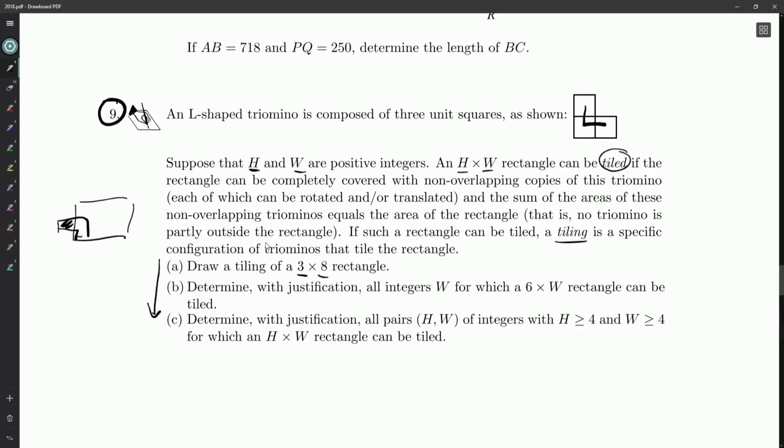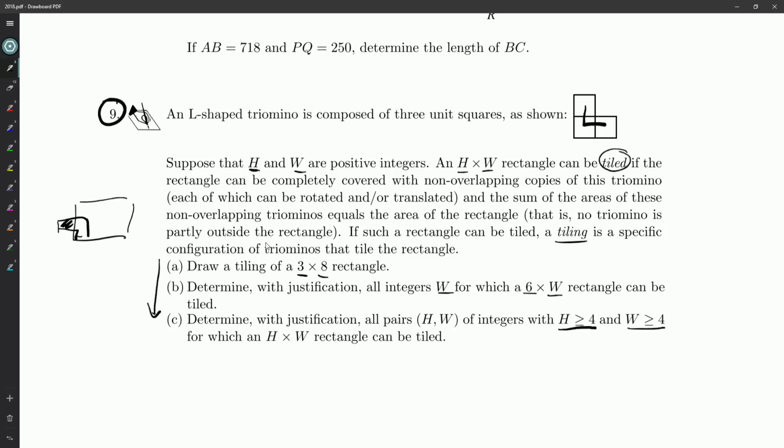That's fine. That's just, do you understand the concept of a tiling? B part. Determine, with justification, all integers W for which a 6 by W rectangle can be tiled. So the height's being specified for us. Okay. Now, C part, determine, with justification again, all pairs H, W of integers with H greater than or equal to 4 and W greater than or equal to 4, for which an H by W rectangle can be tiled.